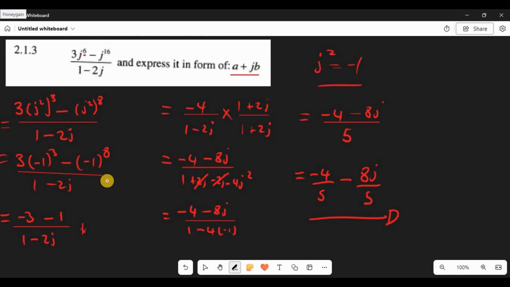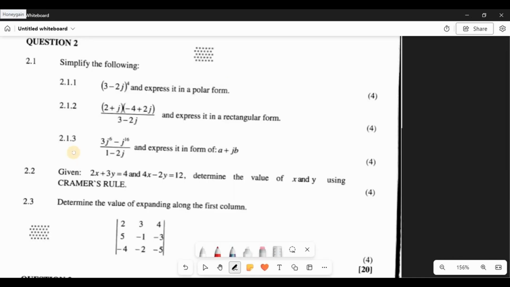Alright guys, it's time for me to do the other question, which is going to be 2.2. We are done with 2.1, guys. I hope you understood. So let's go and do 2.2. Right, and now it's time for us to do 2.2. Now 2.2, guys, this is the question here. I hope you were able to see it.